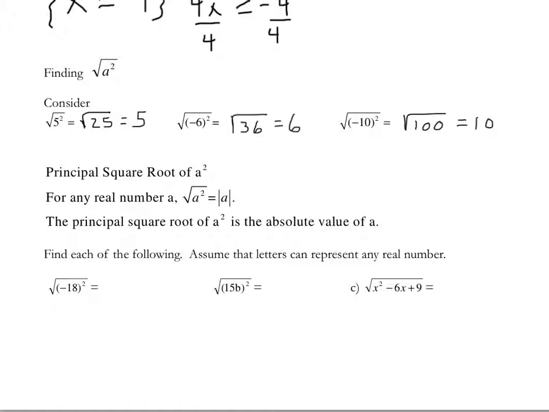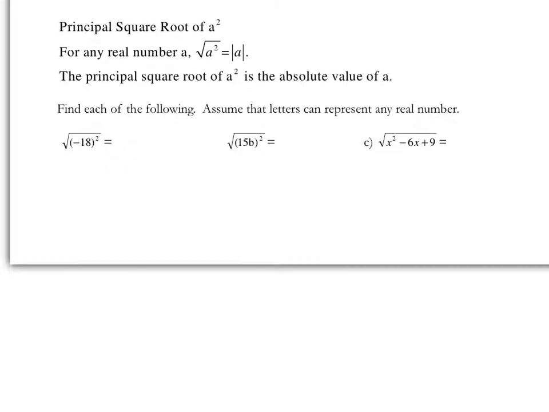Notice we put 5 in, we got 5. We put negative 6 in, we got 6. That's like taking the absolute value. We always get positive numbers out of these. So we're going to be using absolute value. Find each of the following. Assume that letters or variables can represent any real number.